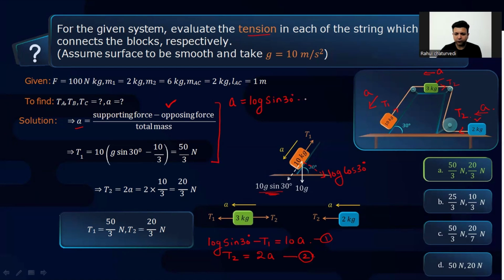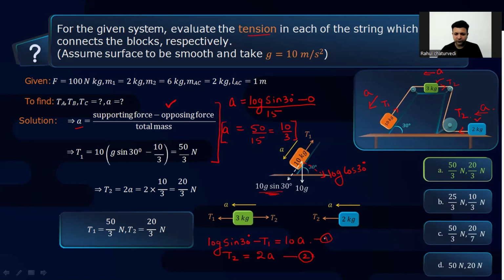So 10g sine 30 is the supporting force, minus opposing force which is 0, and the total mass is 10 plus 3 plus 2 for the whole system, so the total mass will be 15. If you solve it, you will have 10 into g into sine 30. The value of sine 30 is 1 by 2. So finally you will get 50 upon 15, or 10 upon 3. So the acceleration will be 10 upon 3.